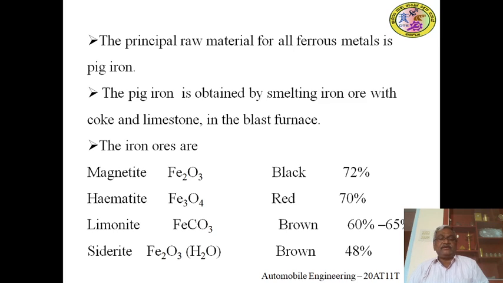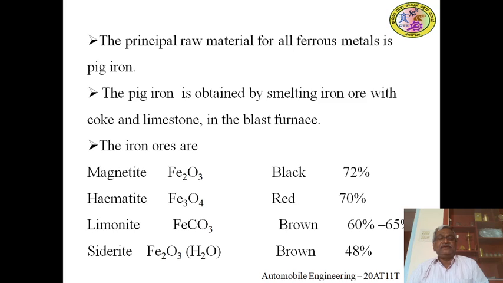This hot air at 1000 degrees centigrade burns the coke. When the coke is burnt, it produces a large amount of heat up to 1500 degrees centigrade. At that temperature, this iron ore is melted to become molten iron. The limestone undergoes a dissociation process, that is CaCO3 gives rise to CaO plus CO2.